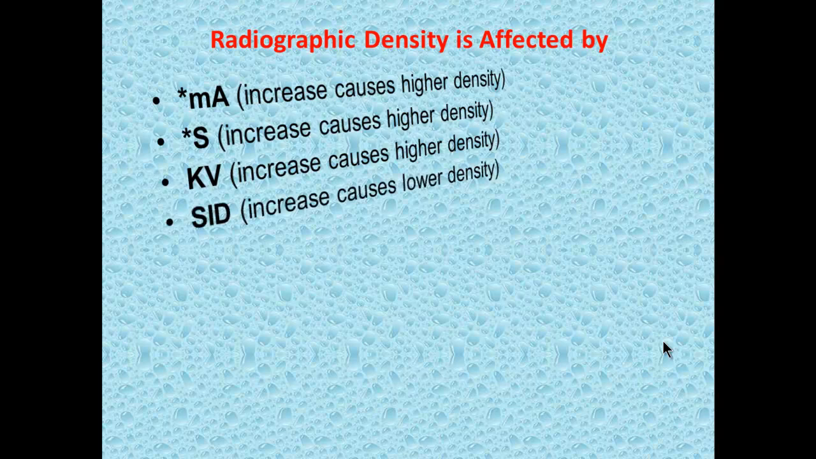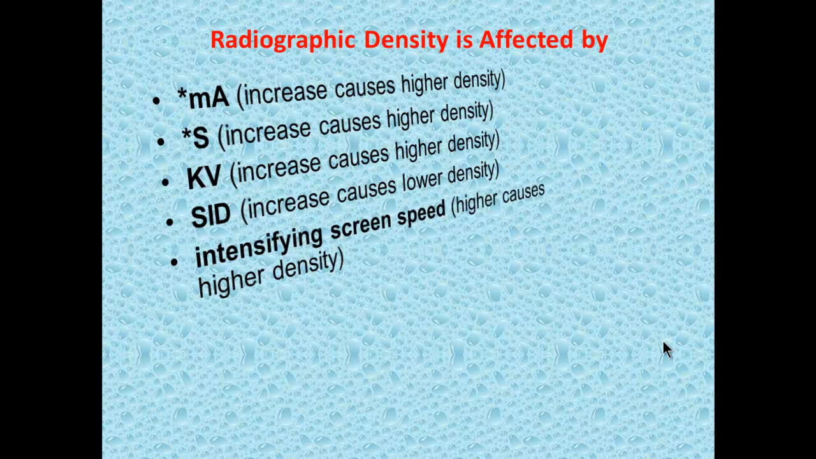SID, or source to image distance, will change the density simply because more or less photons will actually reach the image receptor. Source to image distance is the distance between the tube and the image receptor. If you increase the SID, there is an inverse relationship in that longer SIDs, in other words, the tube further away, will cause more photons to die in the air and just not make it to the image receptor. Thus, they will cause a lower density or less blackening of the image.